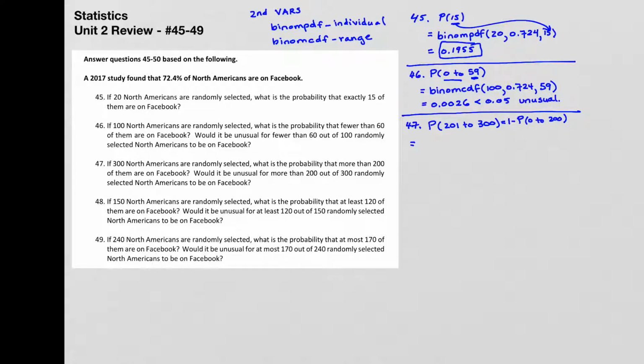So, how I enter this into the calculator, and I like to just start off by typing in 1 minus first of all, and then you can press second vars and go into that binom CDF, and it'll ask you for the number of trials, which is 300 in this case. Probability of success, still 0.724. And our maximum number of successes is the 200.